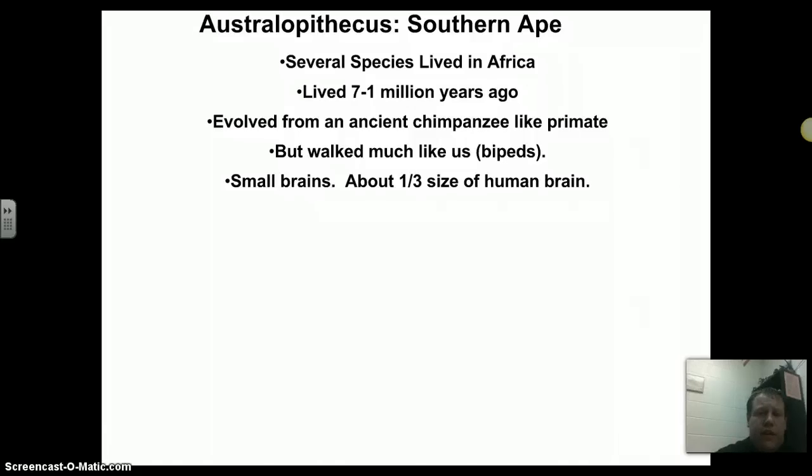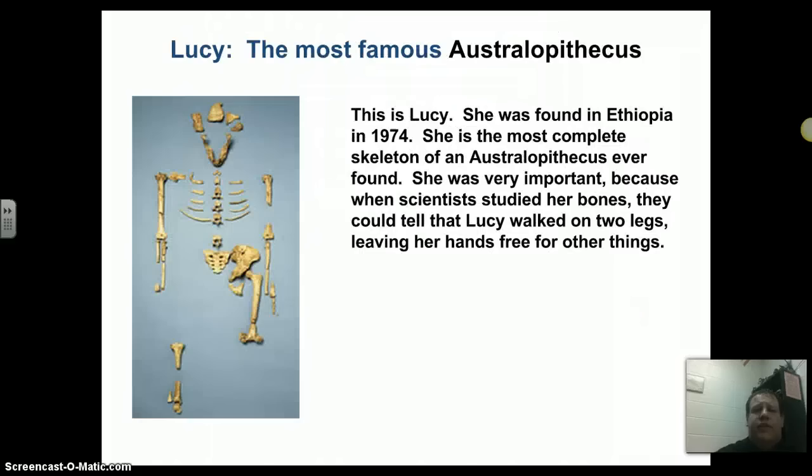Now, we actually did find a very complete Australopithecus skeleton. It's called Lucy. It was found by Dr. Donald Johanson in 1974. And so here we have the body of Lucy. Looking at the hip structure and the bone structure, they found that she walked upright, and that then her hands were free to do other things. She could also see better, those kinds of things. It's that whole idea of survival of the fittest, that she was able to survive because she had those traits, and that other animals might die out because they didn't.